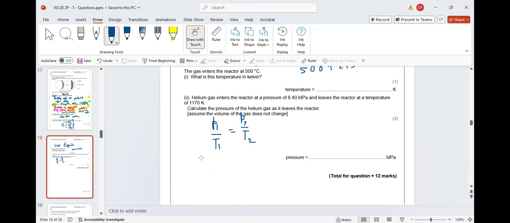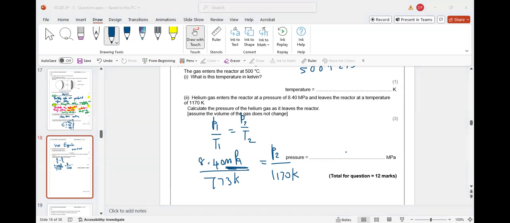So P1 is 8.40 megapascal. The temperature is 773 Kelvin, right? The new pressure needs to be found at the temperature 1170 Kelvin. New temperature is 1170 Kelvin, right? So we are substituting values in terms of megapascals, so you'll get the final answer also in megapascal. It is 12.7, right? You can keep the final answer in three significant figures, one decimal place.